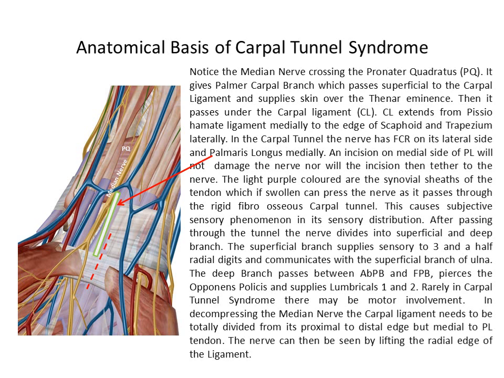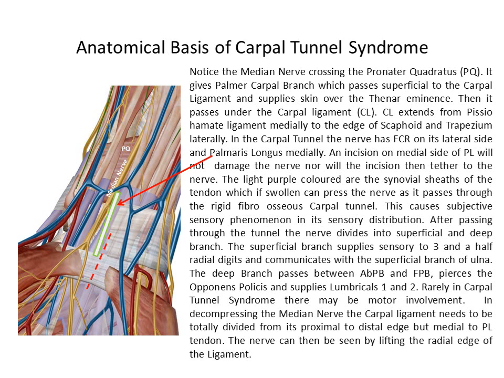This causes subjective sensory phenomena in the sensory distribution of the median nerve in the hand. After passing through the tunnel, the nerve divides into the superficial and deep branch. The superficial branch supplies 3.5 radial digits and communicates with the superficial branch of the ulnar nerve. The deep branch passes between abductor pollicis brevis and flexor pollicis brevis, pierces the opponens pollicis and supplies lumbricals 1 and 2. Rarely in carpal tunnel syndrome, there may be motor involvement.